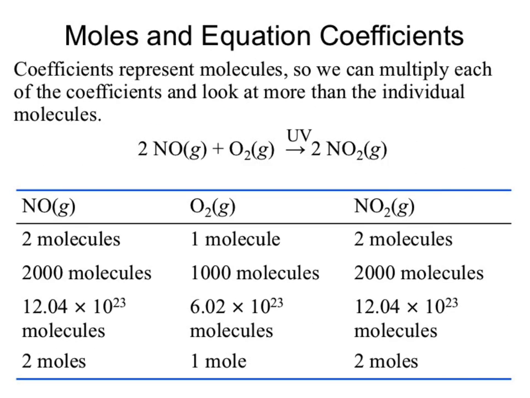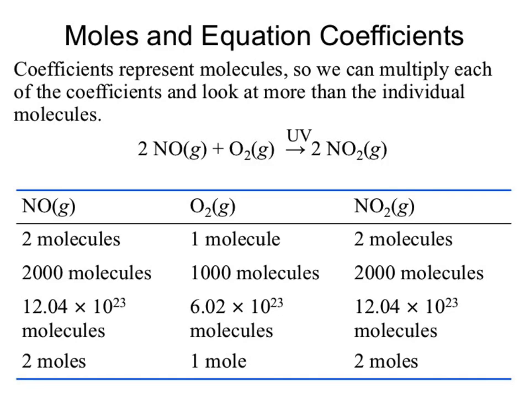All right, so moles, equations, and coefficients. This is really just kind of a big summary slide. If we're given the chemical equation here, that means if I take two molecules of nitrogen oxide and one molecule of oxygen, I can produce two molecules of nitrogen dioxide. What's the UV for? The UV means I needed ultraviolet light to get the reaction to occur.